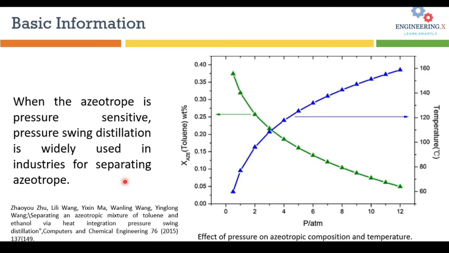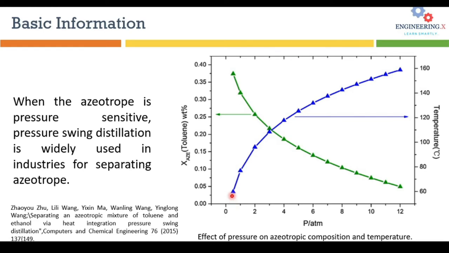And now some basic information on this case study. I took this example from a research paper, and the reference is given here. If you want, you can go and check it for more detailed information on this process. On the right-hand side you can see this plot showing the dependence of the azeotropic composition of toluene in weight percent. With increasing pressure, the azeotropic composition is decreasing.